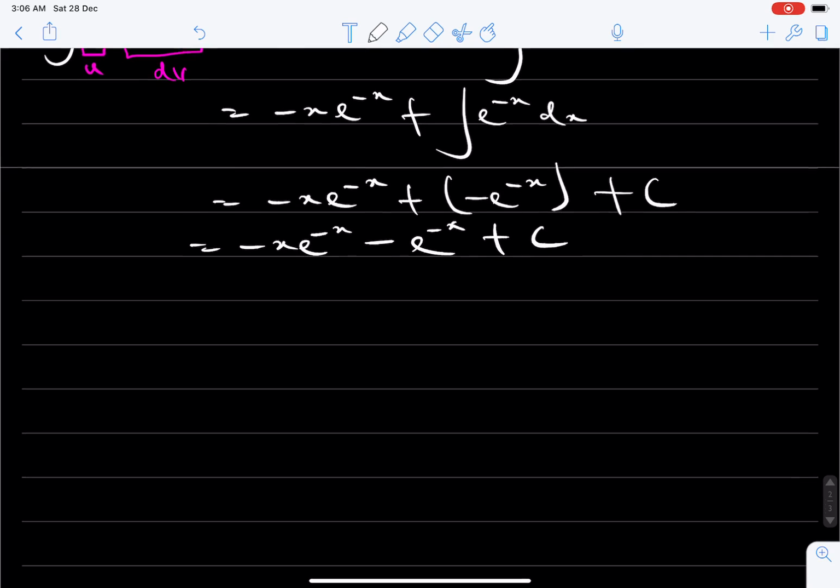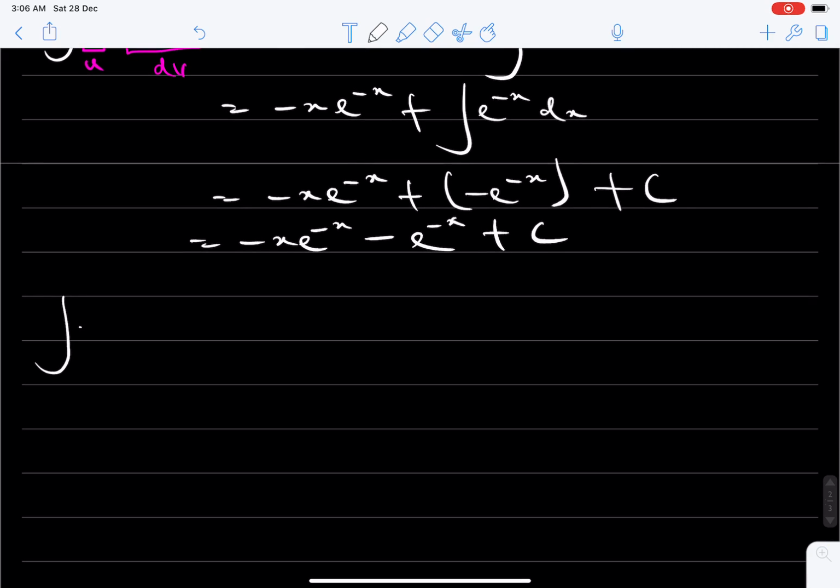So let's take another one. Evaluate the integral of x cubed e raised to power minus x. As usual, u is x cubed, and dv is the whole of the rest, which is e raised to power minus x dx.